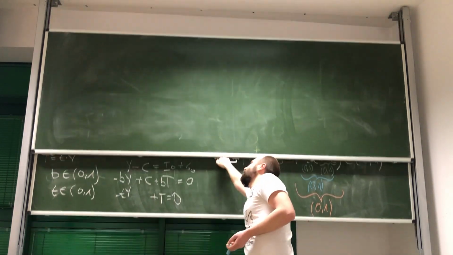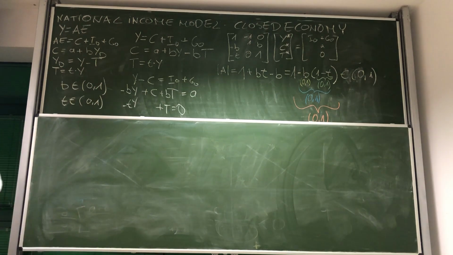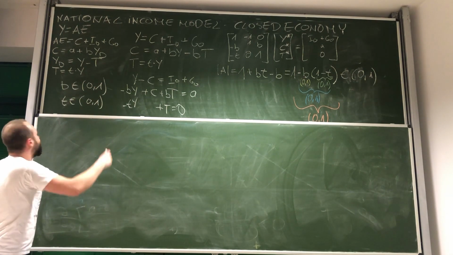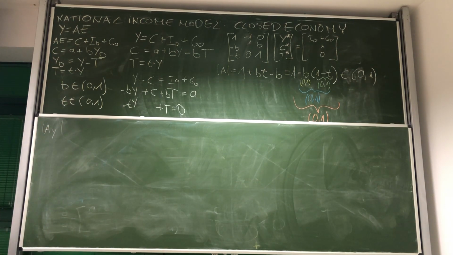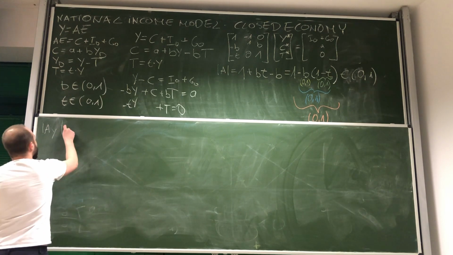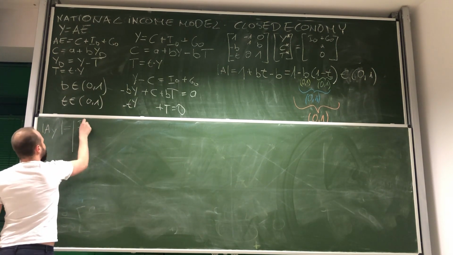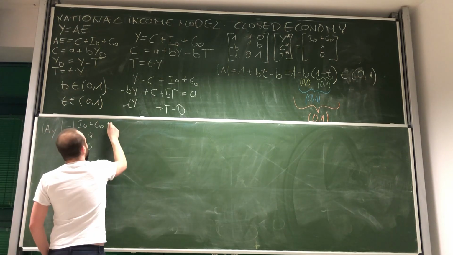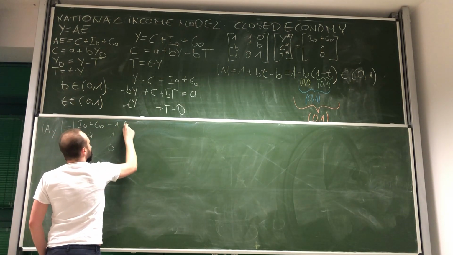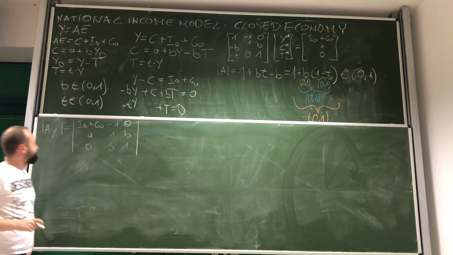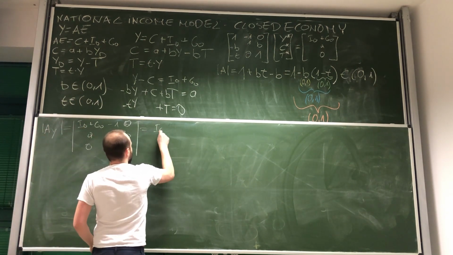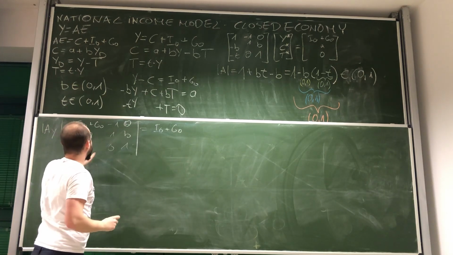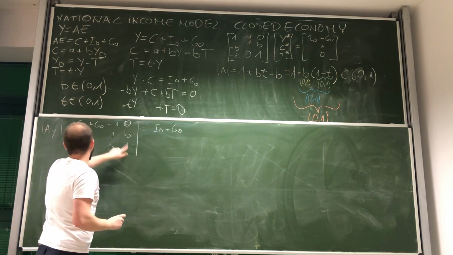Okay, so now let's solve this model, but this time just for income. Okay, we replace the first column of the matrix of coefficients, and what do we get? I0 plus G0, A, 0, negative 1, 1, 0, 0, b, 1. Okay, what do we get out of this? Well, look. I get that this is I0 plus G0, 0, 0, 0, 0, plus A.